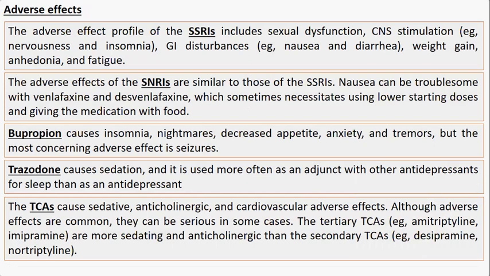The other class, which is the tricyclic antidepressant, as I said earlier, is the most important and the most widely used antidepressant drug. It causes sedative, anticholinergic, and cardiovascular adverse effects. If you remember, students, at the beginning of the lecture we saw that the drugs in this class work on various receptors, and we said that for this reason this class is associated with a very broad adverse effect profile. Although adverse effects are common, they can be serious in some cases.